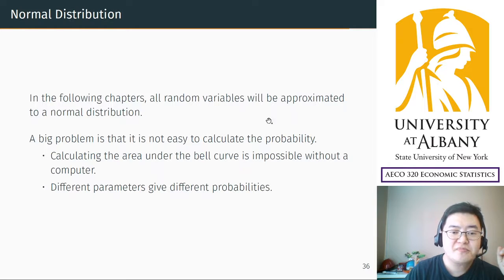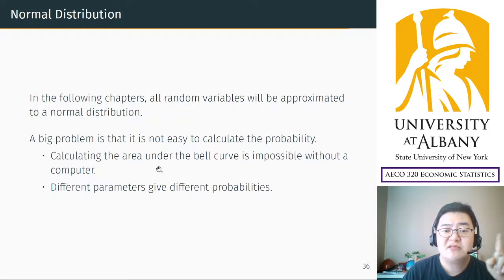So the first problem is the density function is difficult. The cumulative distribution function is difficult, and calculating the area is not possible. So that's the first problem.